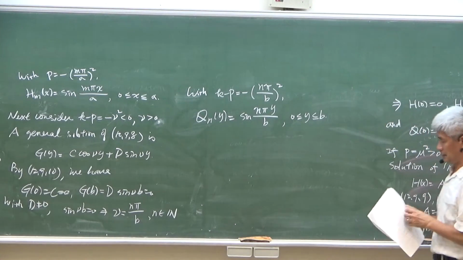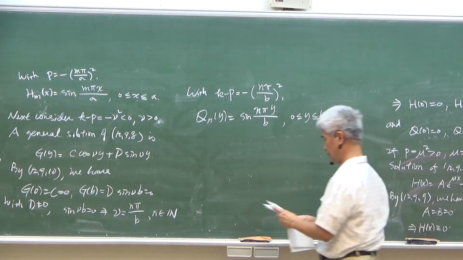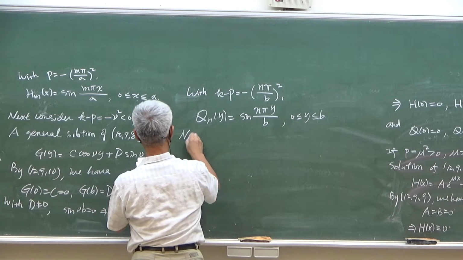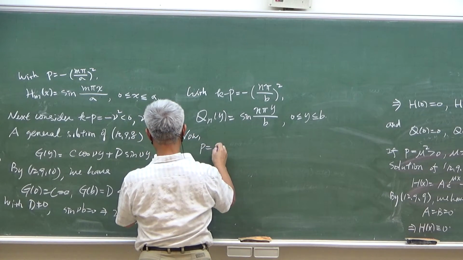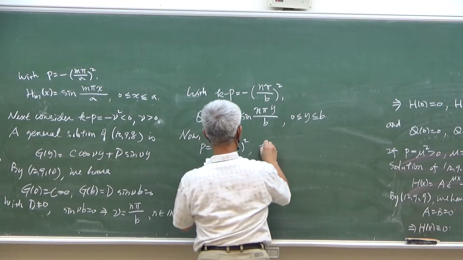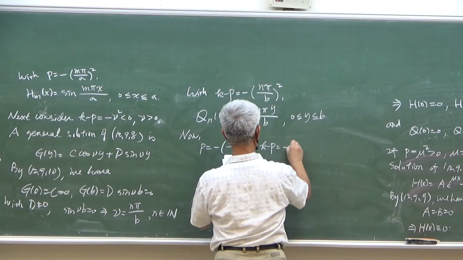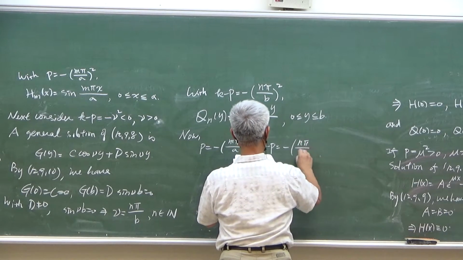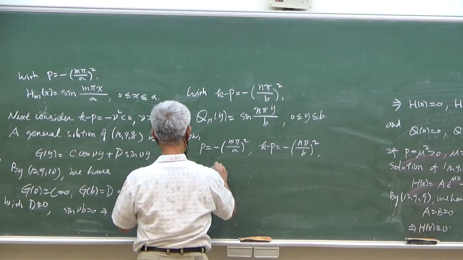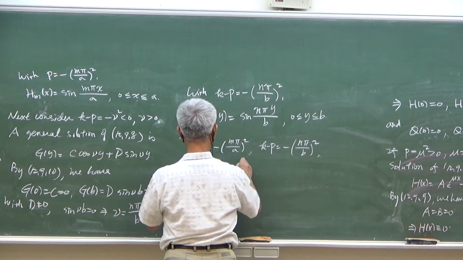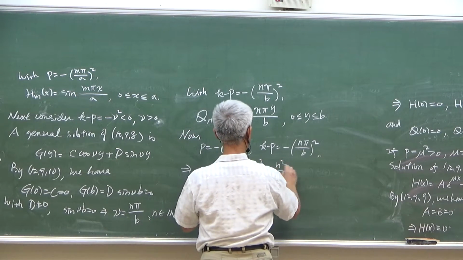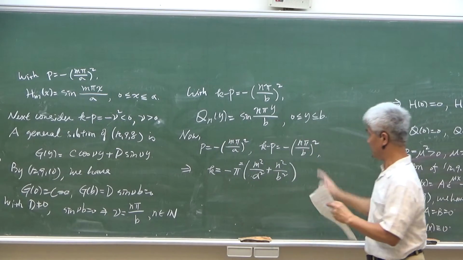Okay. So we put together now: p is equal to minus (m pi divided by a) square, k minus p is equal to minus (n pi divided by b) square. This implies that k is equal to minus pi square times (m square divided by a square plus n square divided by b square). Alright, so we have k now here.